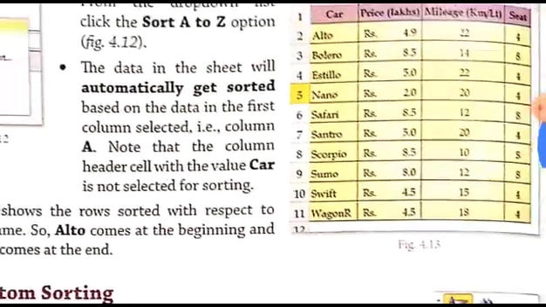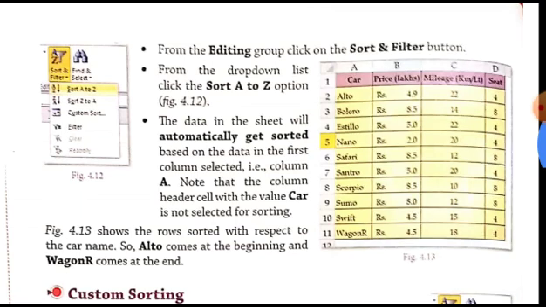So this is an example of default sorting, where we have sorted the whole data sheet, all the rows of the sheet, but on the basis of a single column only, which was the car name. So I hope this was clear to you. We will end this video here. In the next video, we will start with the next topic, which is custom sorting. Thank you and goodbye.